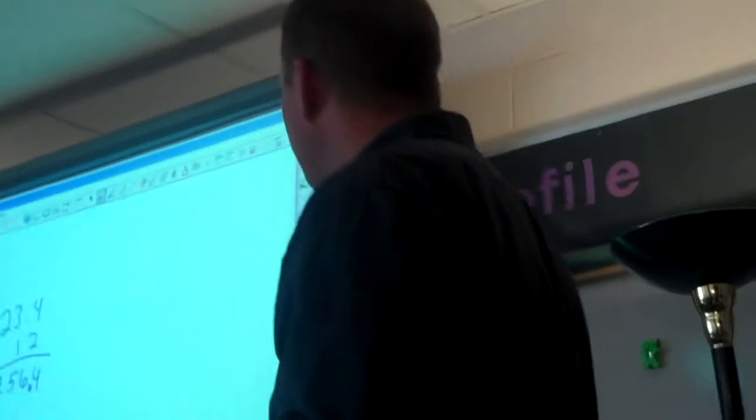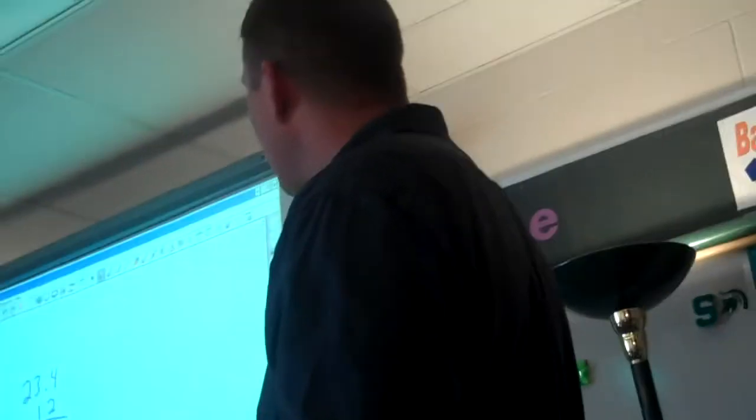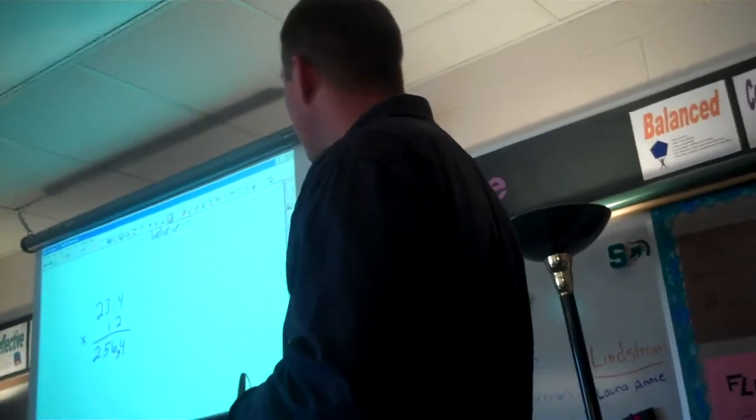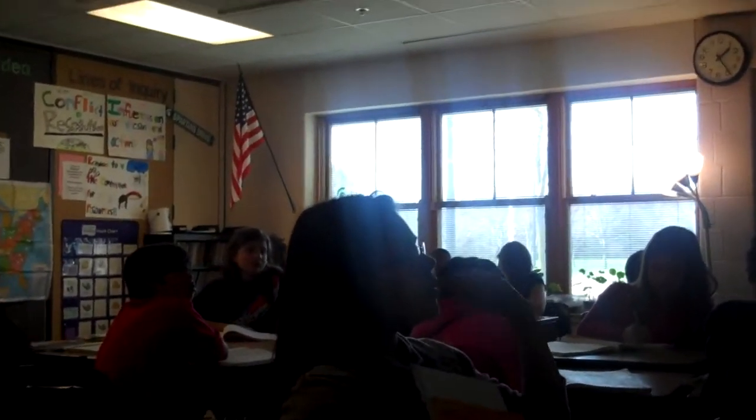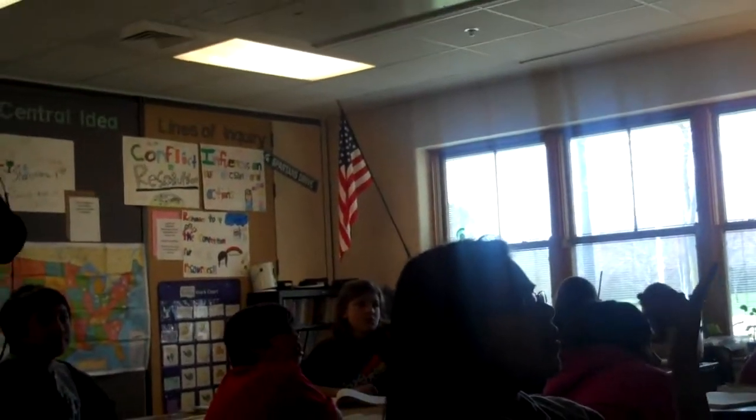Now, why not right between the, let's say, the 5 and the 6? Why not there? Melissa? Because it's just like a 0. You bring it down. Okay.